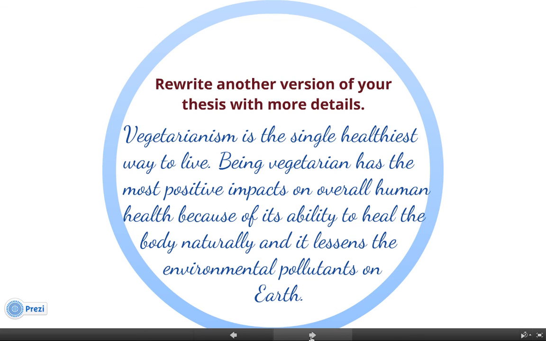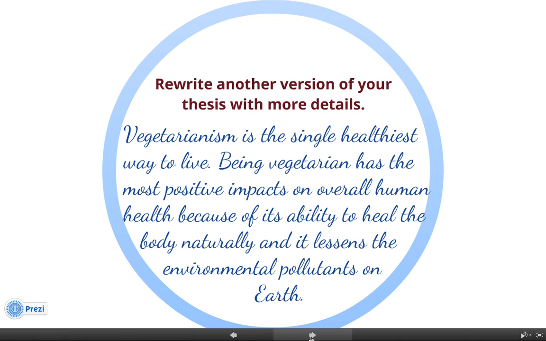Students, you may want to rewrite your original thesis with some more details. This is also a good time to share your thesis with a peer and have them help you with it. You may also want to share with your teacher and hand in that note card or piece of paper before you leave today so they can ensure you're on the right track.